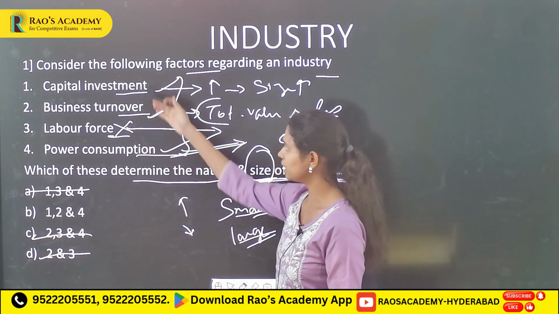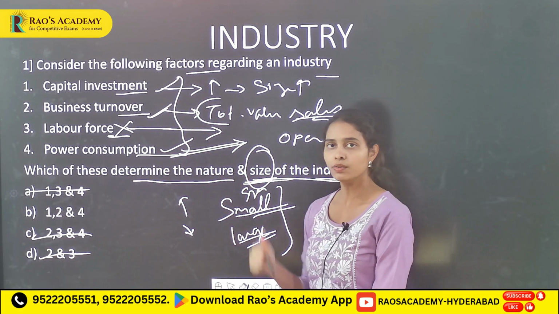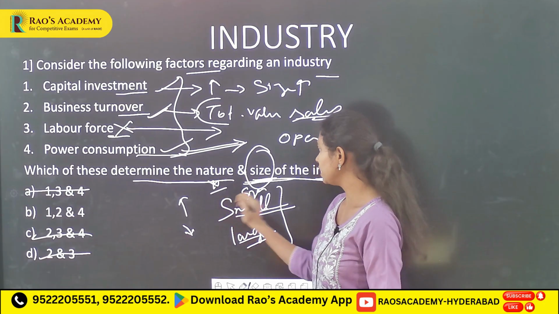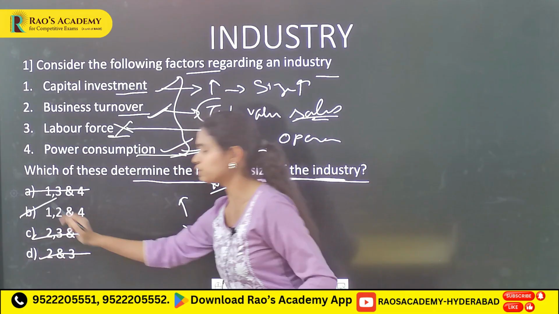So in that way we can solve this, and also we determine the different factors in order to determine the size of a particular industry. So 1, 2 and 4 are correct. Option B is the correct answer.